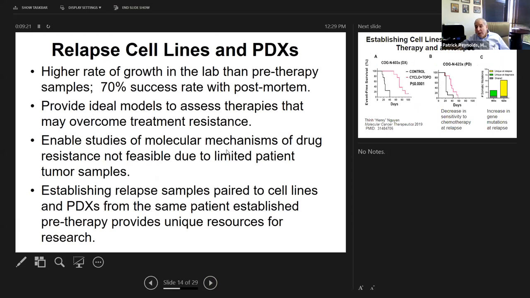They enable studies of molecular mechanisms of drug resistance that are not feasible due to the limited number of tumor patient samples. Go to the COG repository for patient samples and ask how many they've got of relapse samples from patients. Not very many. So growing these in the mice and in culture gives us the ability to get those samples out to you to study and understand what the molecular changes are that are conferring drug resistance. And establishing these relapse samples paired to cell lines and PDXs from the same patient established pre-therapy provides unique resources for research. And let's look at an example of this.